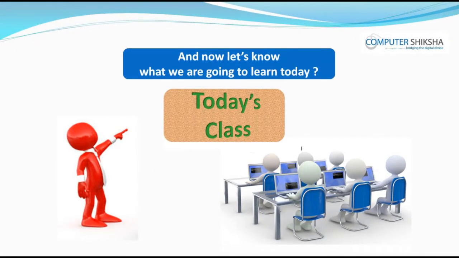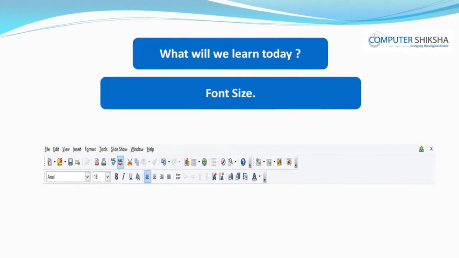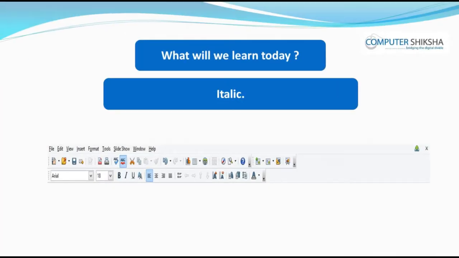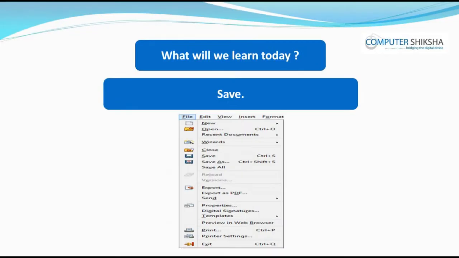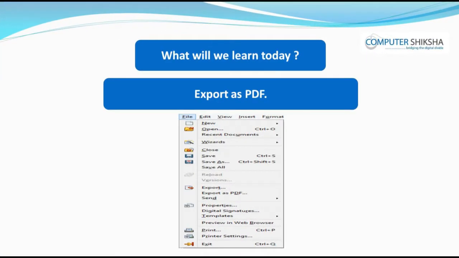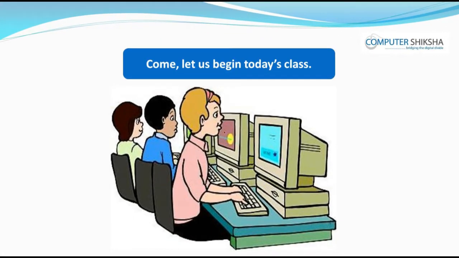Let us now know what you will learn in today's class. Today, you will learn to use all the options of the formatting toolbar like font name, font size, bold, italic, underline, font color, etc. And besides this, you will also learn about the file menu options like open, new, save, save as, recent documents, export as PDF, and print. Come, let us begin today's class.